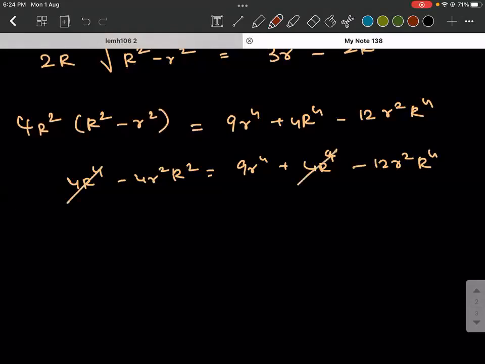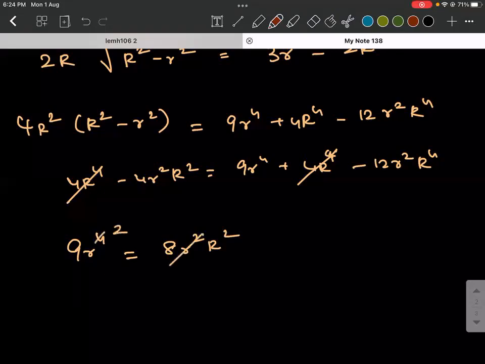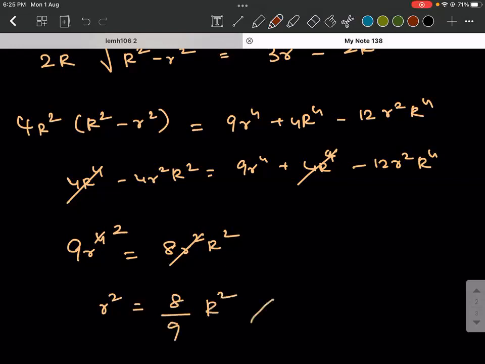So 4R⁴ is lost. So 9 times r⁴ is equal to 8 times r²R². So now the job is easy. So r² is equal to 8 by 9 times capital R².